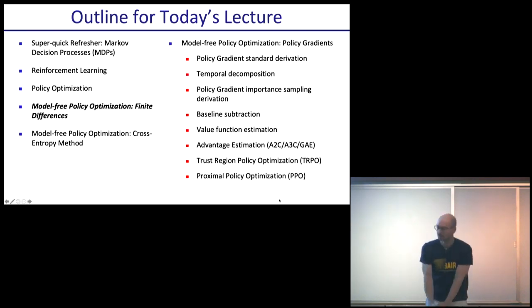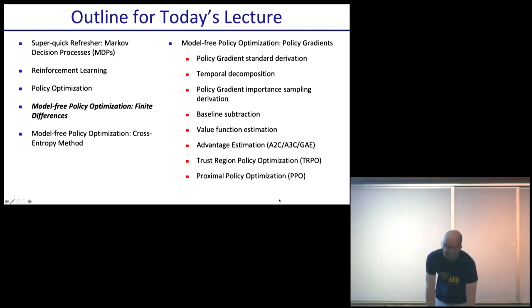OK. So we'll see three categories of model-free policy optimization methods: finite differences, cross-entropy, and policy gradients. The first two we'll do relatively quickly. They're also simpler from a conceptual point of view, but often they can work and we want to be aware of them.